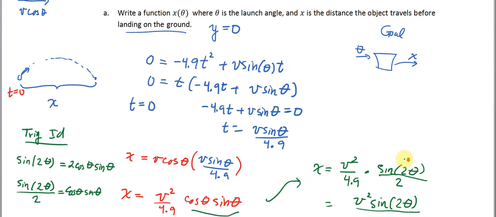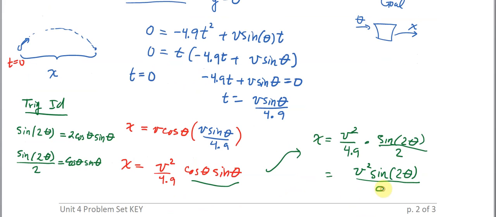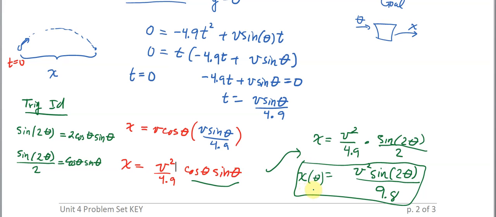Okay, all of this over 9.8. So now we have it. This is a function x that takes in a number theta, which is the angle that it was launched at, and it tells us how far this object is going to land from its original launch point.